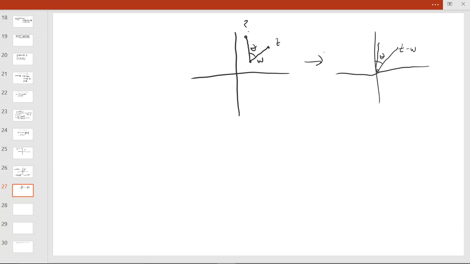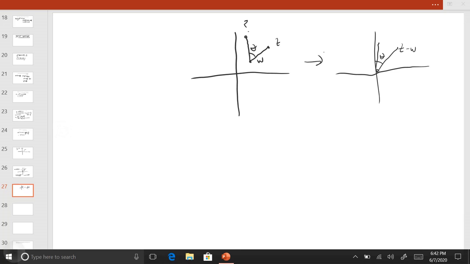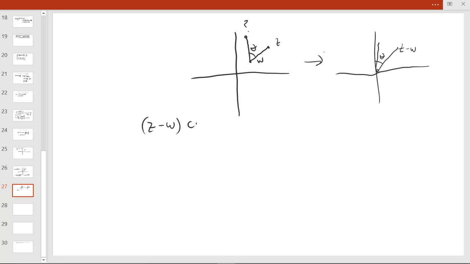Now this is simple. If we rotate theta degrees about the origin, we still maintain the same magnitude of z minus w. We just increase the argument by theta. But according to our observations of complex number multiplication, this is just equivalent to multiplying the complex number z minus w by cis theta.